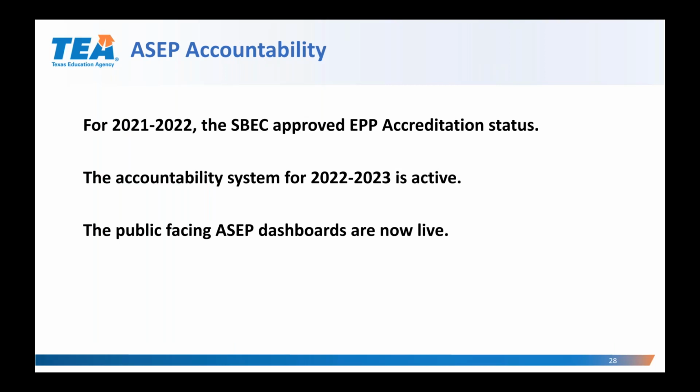As a reminder, in February, the State Board for Educator Certification, or SBEC, approved EPP accreditation statuses for 21-22. The accountability system for 22-23 is active, so please remember that complete and accurate data are important to the outcomes for your EPP in 22-23. Additionally, the public-facing ASEP dashboards are live.